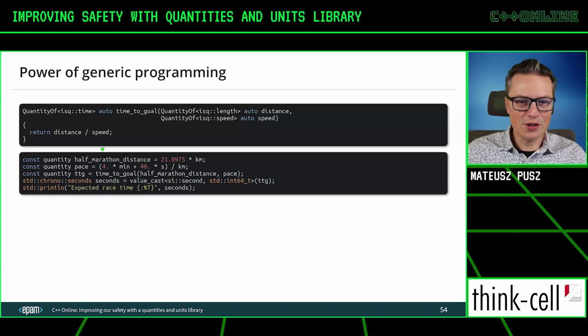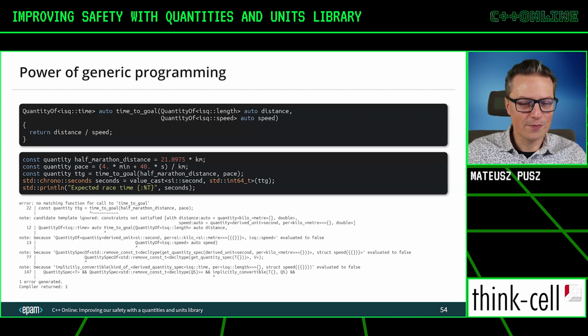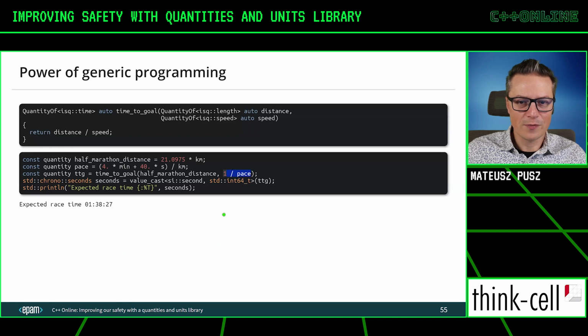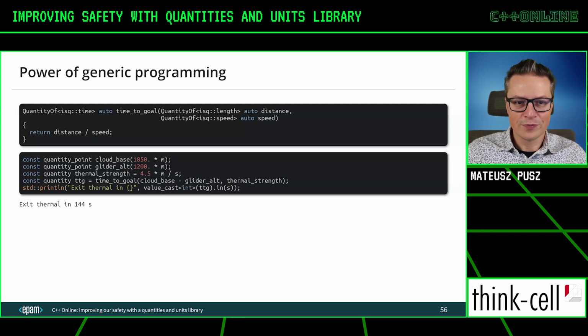If I want to start in the half marathon distance race, this is the distance in kilometers. This is the pace I expect to run with. If I call this function, I will get compile time error because pace is not a speed, right? In order to fix it, I have to provide the inversion of pace, which is speed, and then everything works fine. And this is my expected half marathon race time for the run.